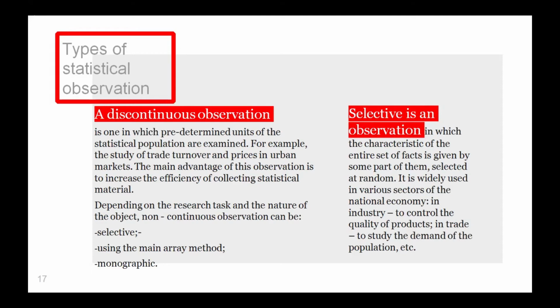Depending on the research task and the nature of the object, non-continuous observation can be selective, using the main array method, or monographic. Selective is an observation in which the characteristic of the entire set of facts is given by some part of them, selected at random. It is widely used in various sectors of the national economy, in industry to control the quality of products, in trade to study the demand of the population.